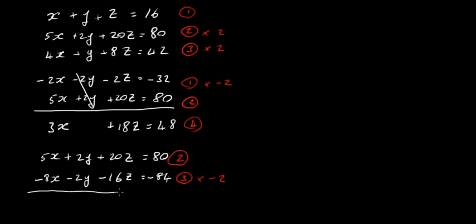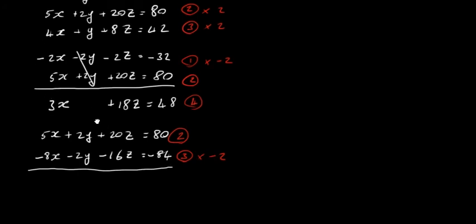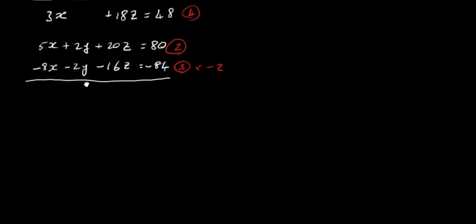So now if we add these two equations here, we'll end up with minus 8x plus 5x, that will give me minus 3x, minus 2y plus 2y, that will just give me 0. Here I have a minus 16z plus 20z, so that will give me plus 4z. And over here I've got minus 84 plus 80, so that's just minus 4. Okay, so this I'm going to call equation 5.